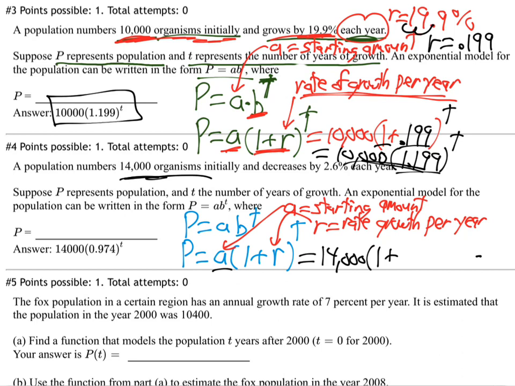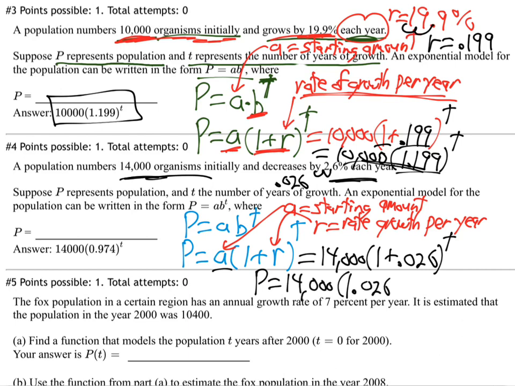What's the rate of growth? It says right here 2.6% each year. Change that to a decimal, 0.026. I move that back 2 places, becomes 0.026 to the t. So simplify that. P equals 14,000 1.026 to the t. That's what they get.